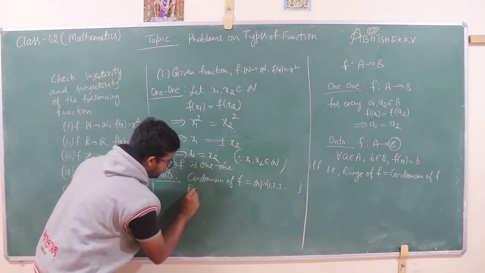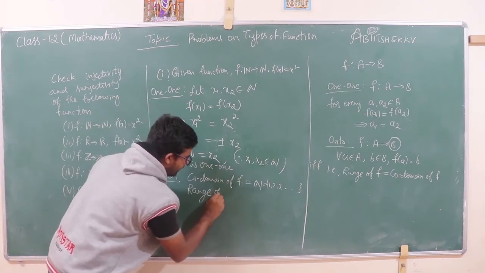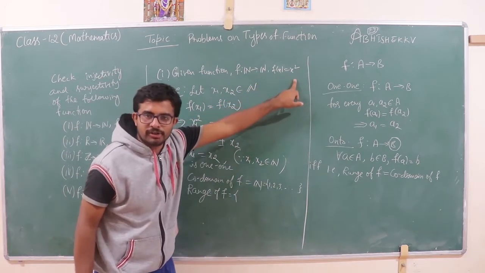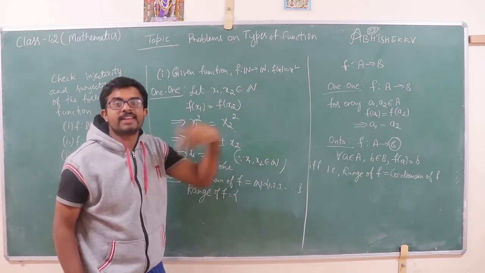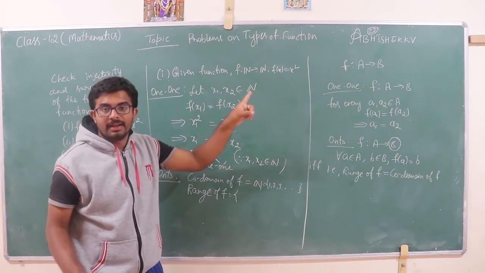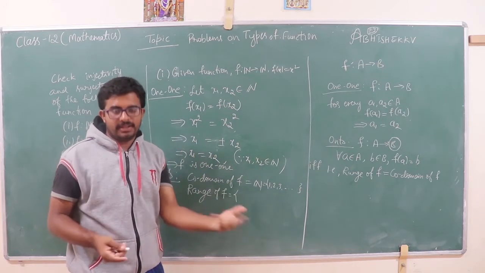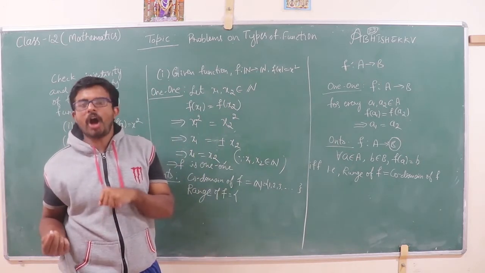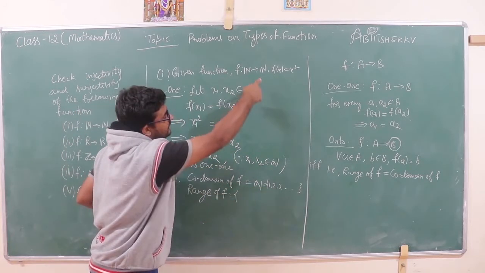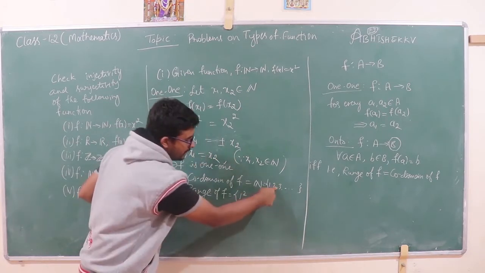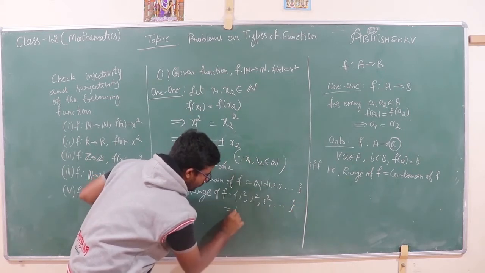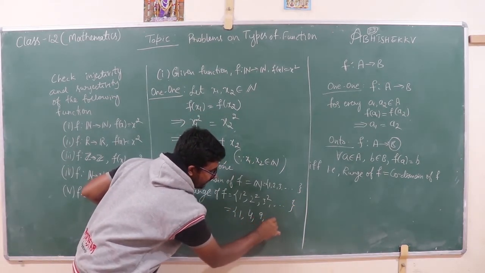Then let us check the range. What is the range of f? According to the given function, f of x is equal to x square. Range means output, the set of all second elements in an ordered pair for the given relation. Whatever input we are given, we take the output. That output is nothing but the range. If I put x equal to 1, this is 1 square. If I put x equal to 2, then 2 square, 3 square, etc. Then 1 square is 1, 2 square is 4, 3 square is 9, etc.